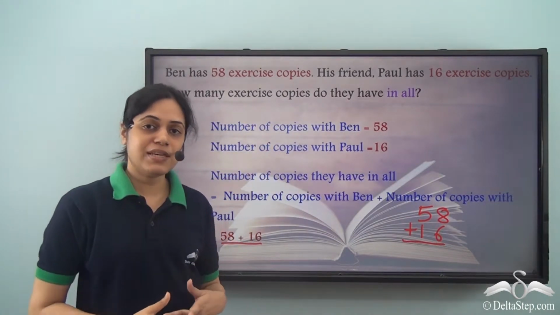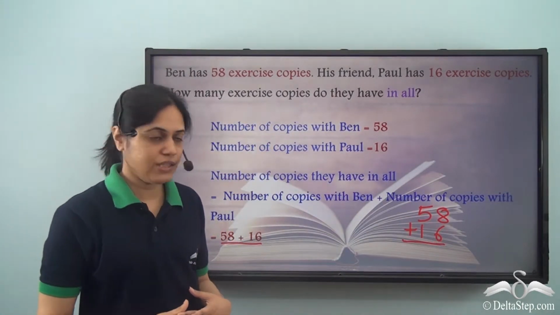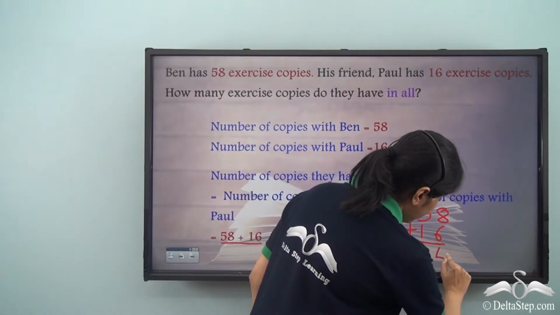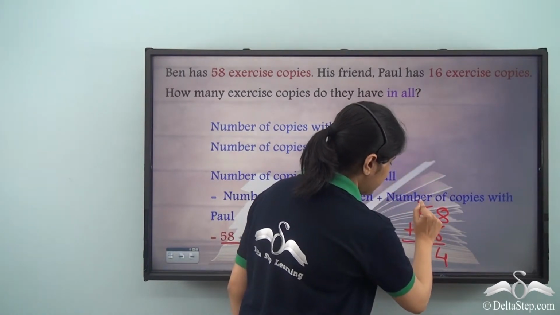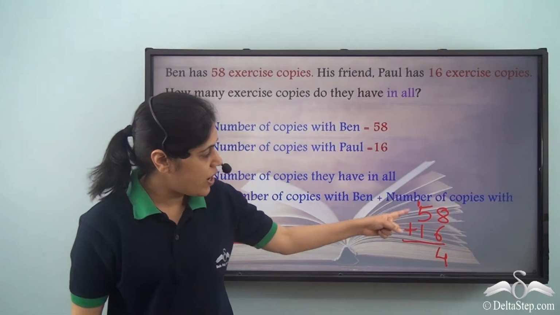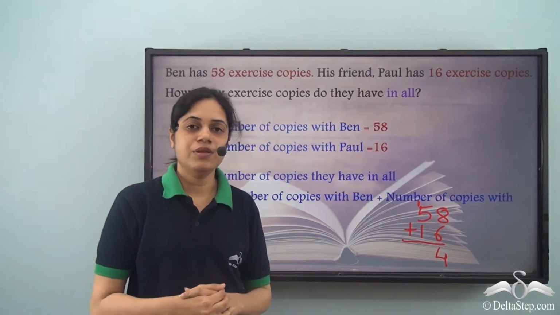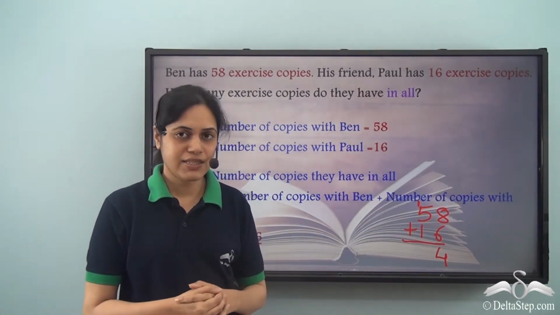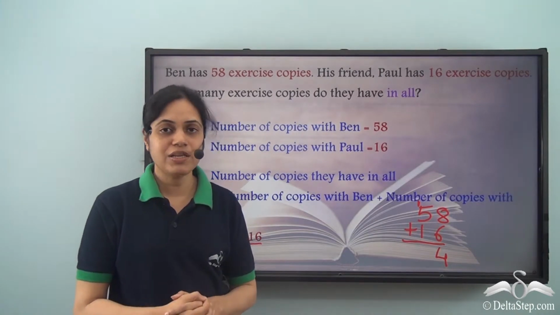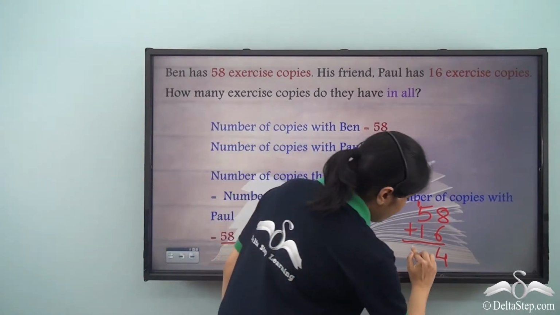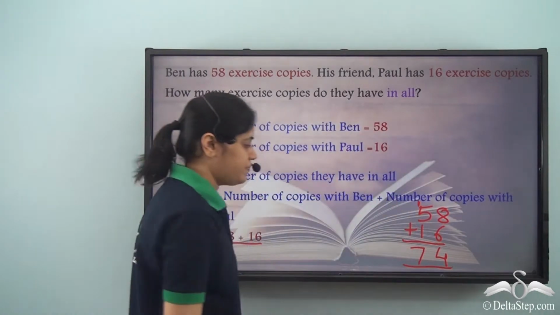What is 8 plus 6? 8 plus 6 is 14. So 4 ones and 1 tens gets carried. So we need to add 1 plus 5 plus 1. What is 1 plus 5? 6. And what is 6 plus 1? 7. So we get a 7 here.